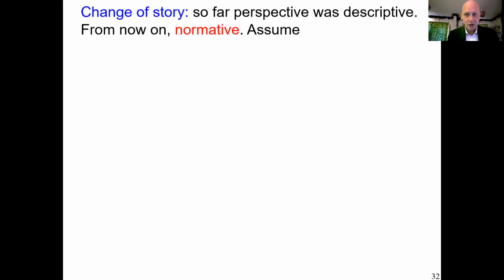Now there will be a change in story. Now we're going to look at the case from the normative perspective, so make good decisions. So far we discussed the descriptive perspective.